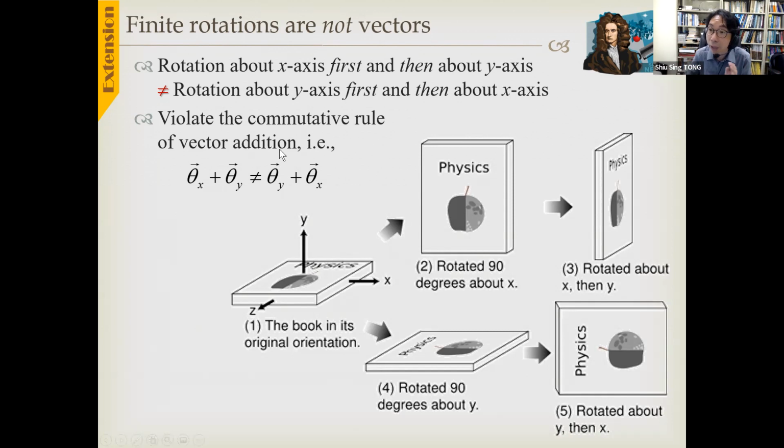But vector addition itself is commutative. If you treat the rotation angle as a vector, you must have theta x plus theta y equal to theta y plus theta x. The addition of two vectors is independent of the order of the two vectors. But this rotation result actually violates the commutative rule, so it cannot be a vector. So finite rotation can't be a vector because it violates the commutative rule.